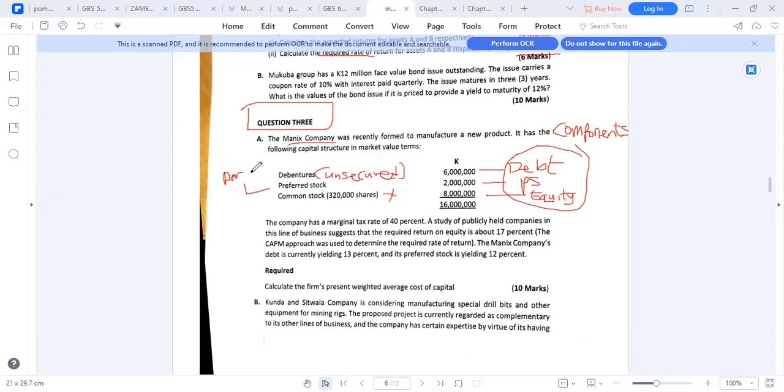They are part-timers, they buy small shares in the company. They are given a small dividend. Common stock, they form part of the.